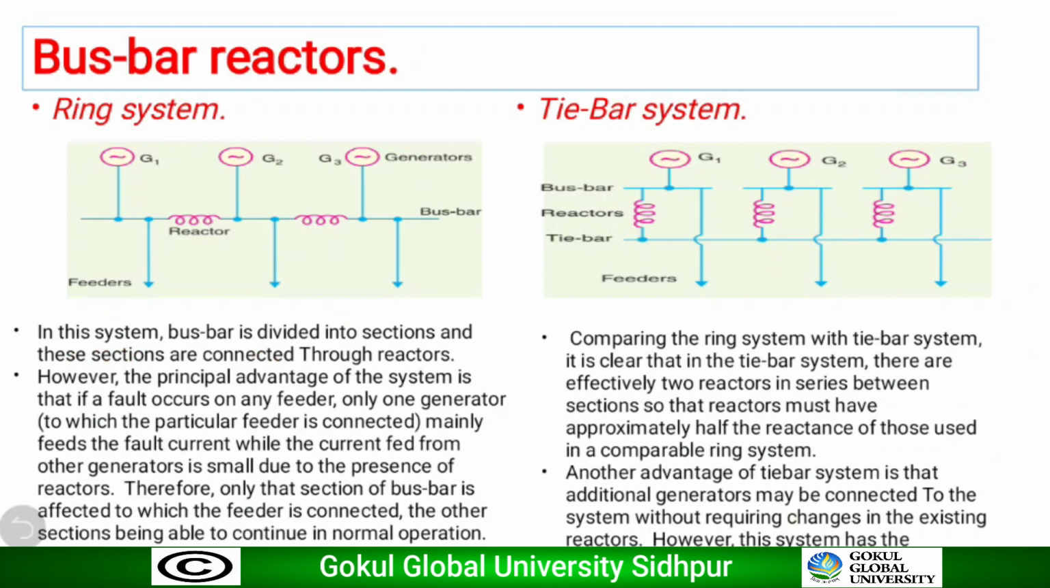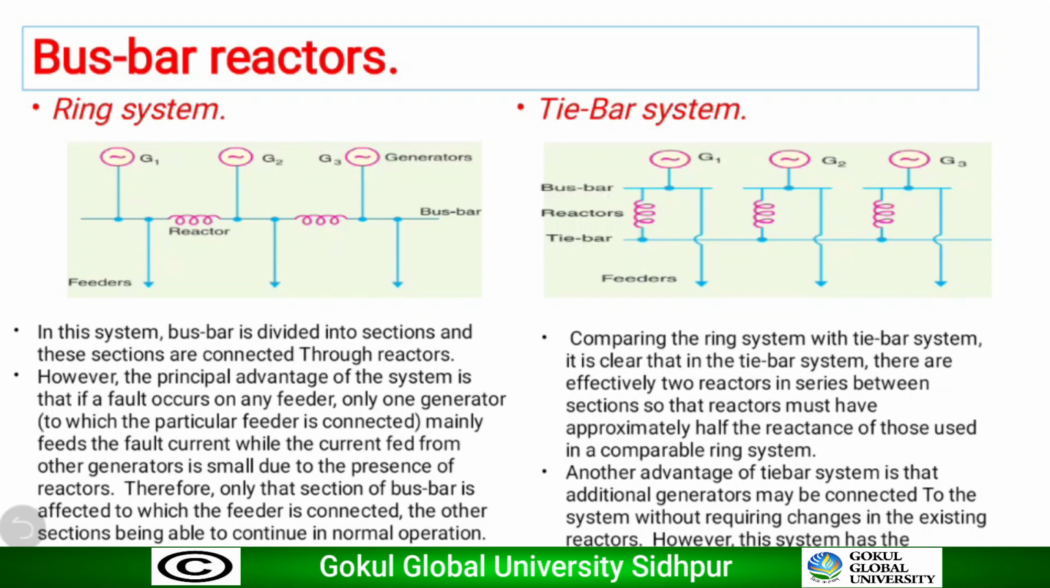Now next, the tie bar system. Comparing the ring system with the tie bar system in this figure, it is clear that in the tie bar system there are effectively two reactors in series between the sections. We use two reactors between the generating station and the tie bar, so that each reactor must have approximately half the reactance of those used in a comparable ring system.